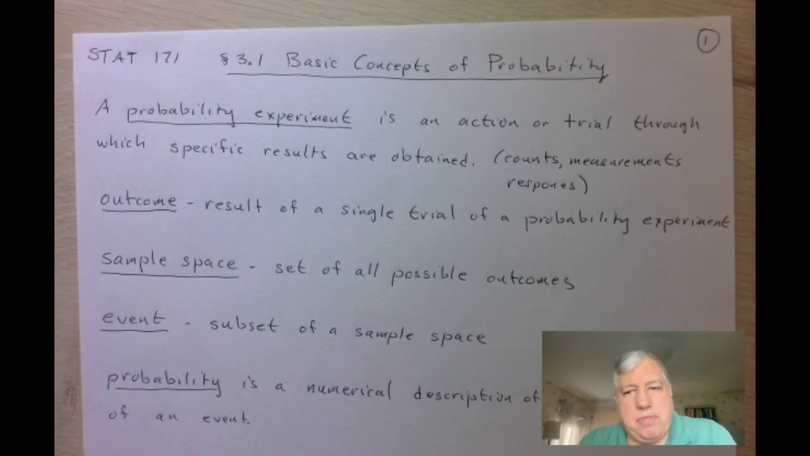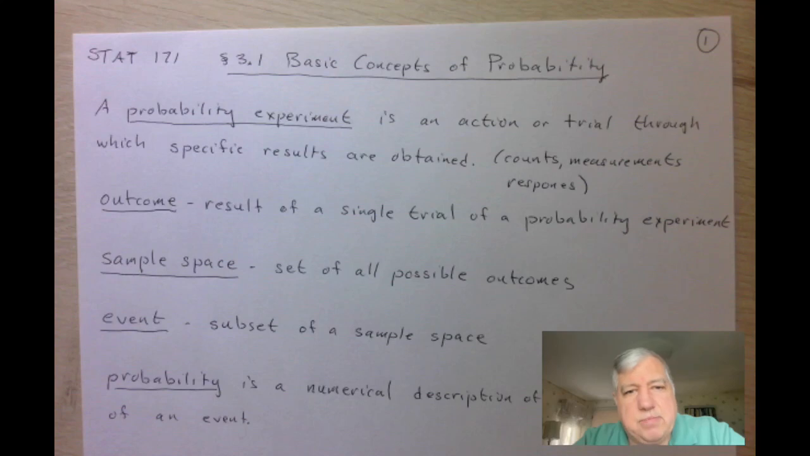So let's get some terms out of the way, and then we're going to look at hopefully some very familiar examples. So we have a fancy term for something which is usually pretty unremarkable. A probability experiment is an action or trial through which specific results are obtained. Usually they're measurements or counts or responses. So this experiment, you probably think of maybe people in white coats in a laboratory. No, nothing like this. It's just something where we obtain some counts, measurements, or responses.